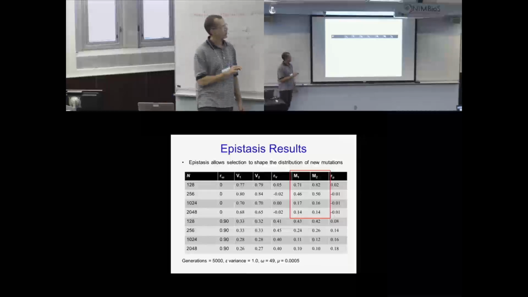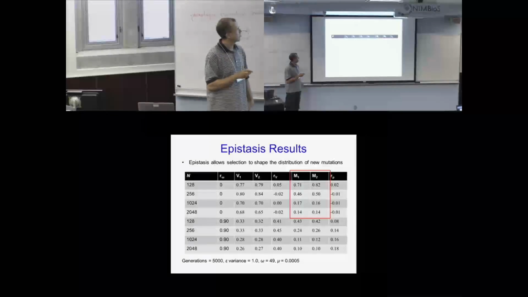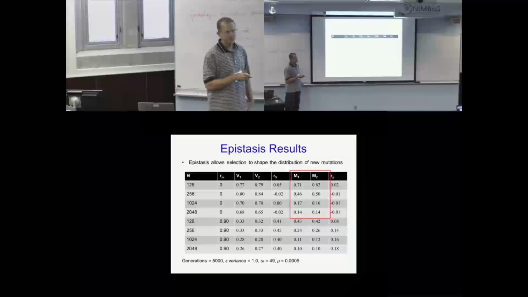But the most interesting thing in this model is how it affects the mutational variances and covariances, so that M matrix, the thing that we were most interested in. And so what we see in this model is actually that it does allow selection to shape the distribution of new mutations. And in particular, what we see is as the population size increases, mutational variances actually decrease. They evolve to a smaller value, right? So the effects of new mutations entering a population are smaller in larger populations.